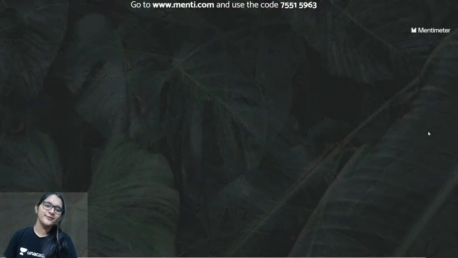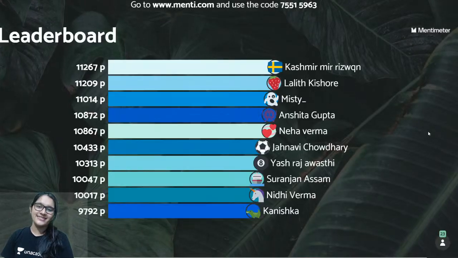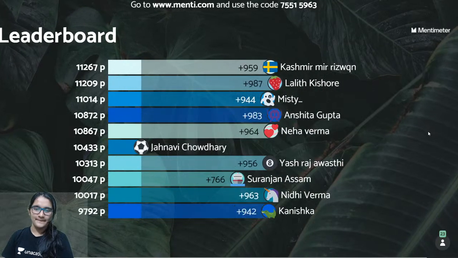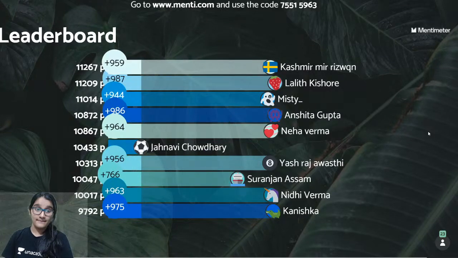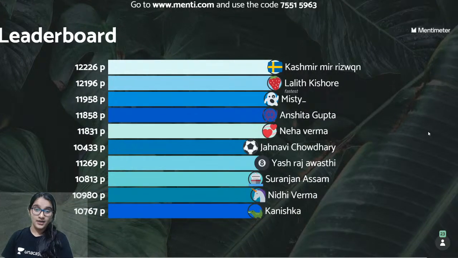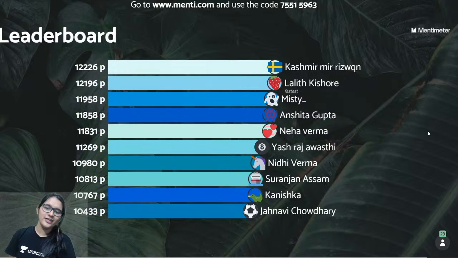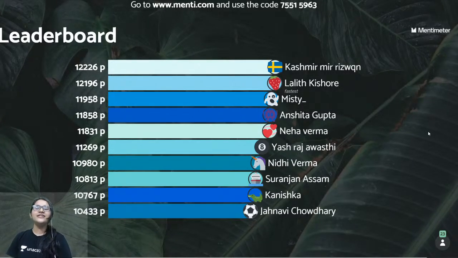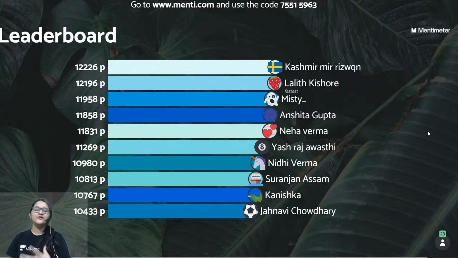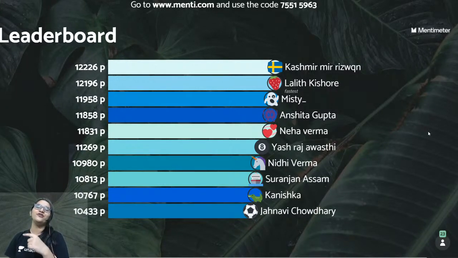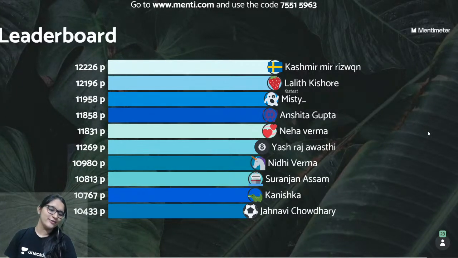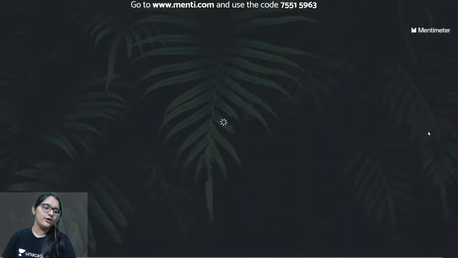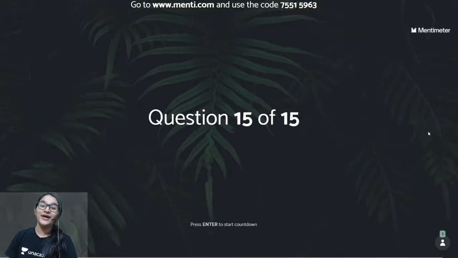Absolutely correct. Let's see the second last leaderboard for today. Okay. कांटे की टक्कर चलते हुए between Kashmir and Lalit. But we have Missy, Anshita, Neha, Yasha, Javasi, Vidhi, Suranjan, Kanishka, and Janvi Chaudhary, the top 10 on the leaderboard. Congratulations. Hi Kaushik, I am born and brought up in Maharashtra and I live in Mumbai.